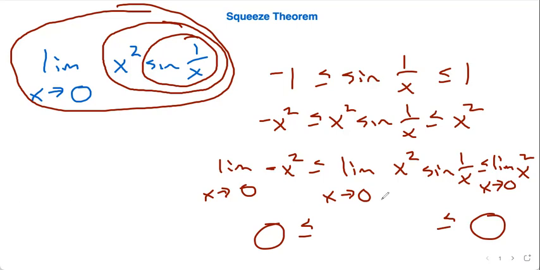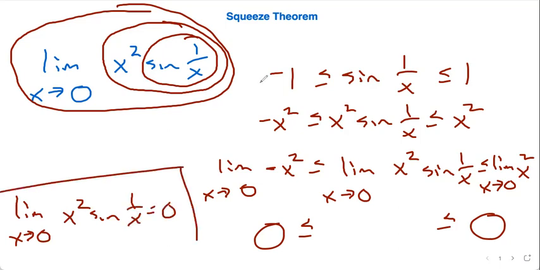So you don't write 0 here. That's not technically correct. You could write the limit again if you want to, or leave it blank. But you'd say, okay, the limit as x approaches 0 of x squared sine of 1 over x is equal to 0 by this process known as the squeeze theorem. It squeezes it to one and only one answer, okay?